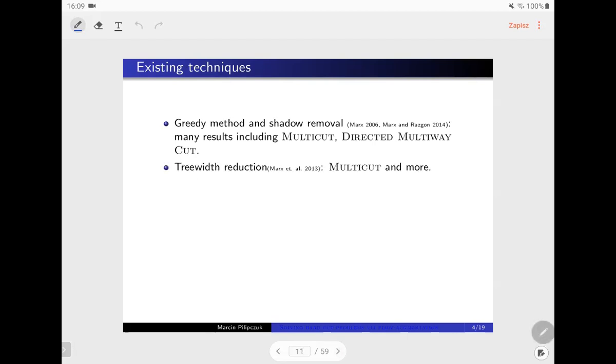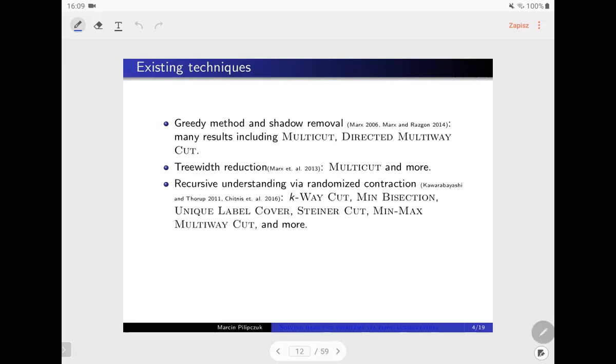Then there was a very nice work a few years ago by Marx and company that showed that there is a very good structure of all cuts of bounded size in undirected graphs. This is very much undirected. It really says that all cuts in undirected graphs live in a part of the graph, not exactly a subgraph, that has bounded treewidth. And for this reason, a lot of things are tractable. Then a quite related technique was recursive understanding and randomized contractions, which is actually quite related to treewidth reduction. It is a faster way of understanding the structure of all small cuts in undirected graphs, and a lot of problems got solved this way.